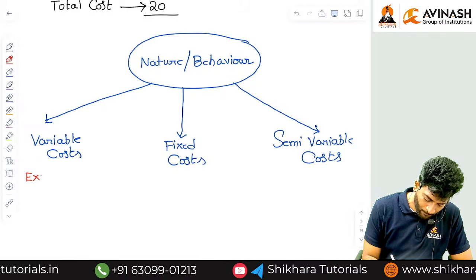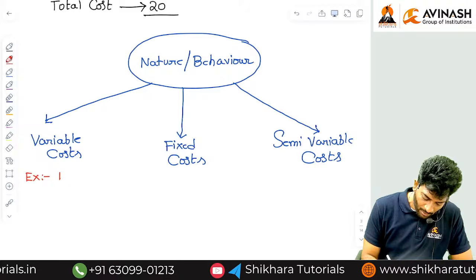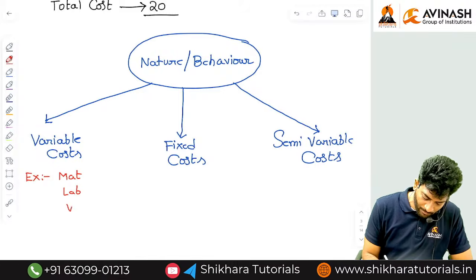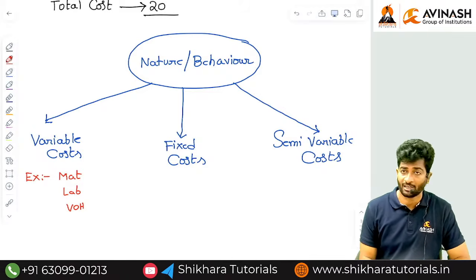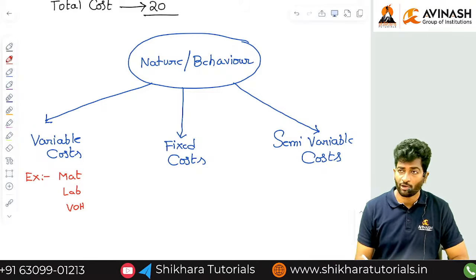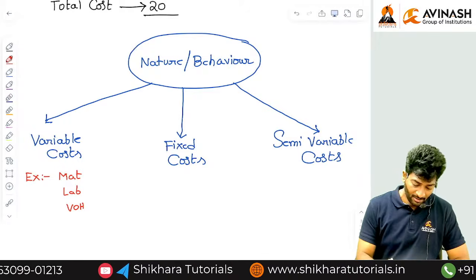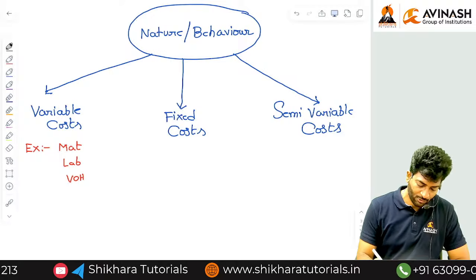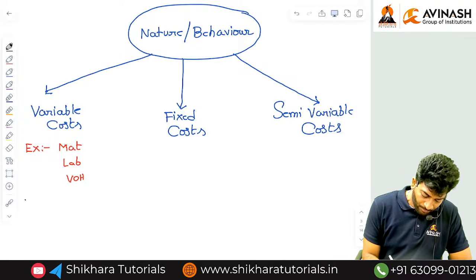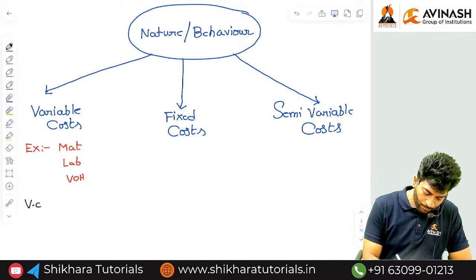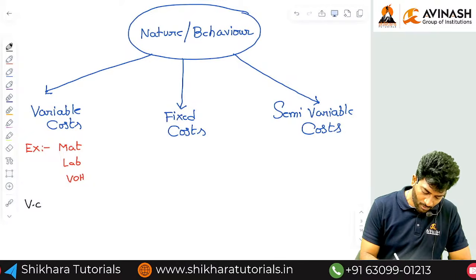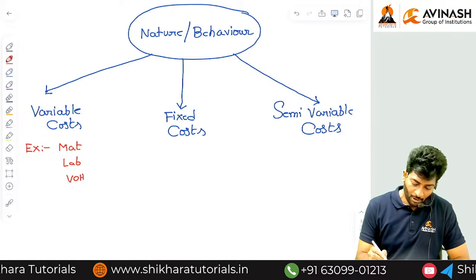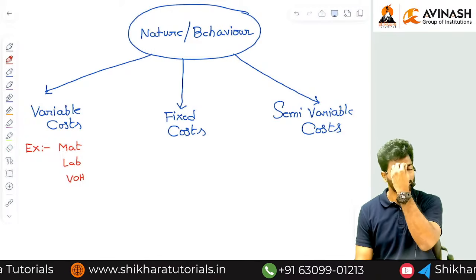Clear? Right. Examples of variable cost, sir. Tell me. Correct. Material, labor, variable overhead. Fine. Clear? Now, moving to fixed cost, or else let us continue with the variable cost only. Now, answer this one. Now fixed cost. Definition of fixed cost, please.